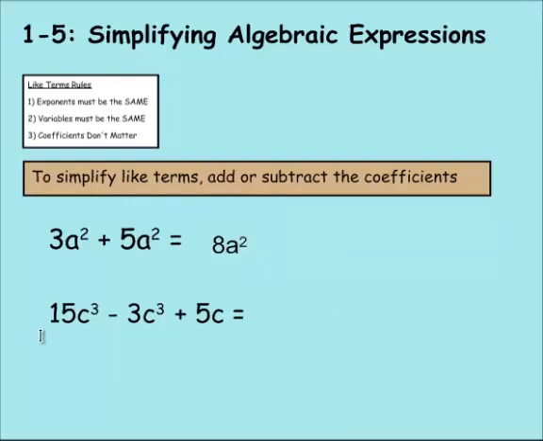All right, let's look at this then. 15c to the third minus 3c to the third plus 5c. Let's see if we can combine these two. Same exponent, same variable, c and c. Okay, we have 15 minus 3 then. So we're going to get 12c to the third. And then we have plus 5c. Let's see if we can combine these now. We have exponent of 3, no exponent. That means we cannot combine these. So when you can't combine it, you just leave it at that. No simplifying that needs to be done beyond that.